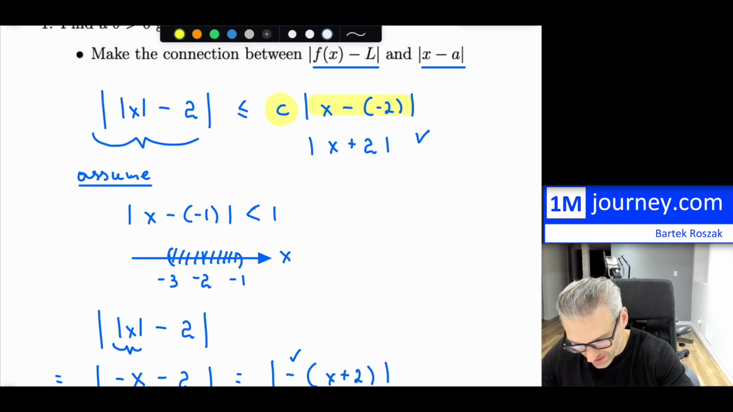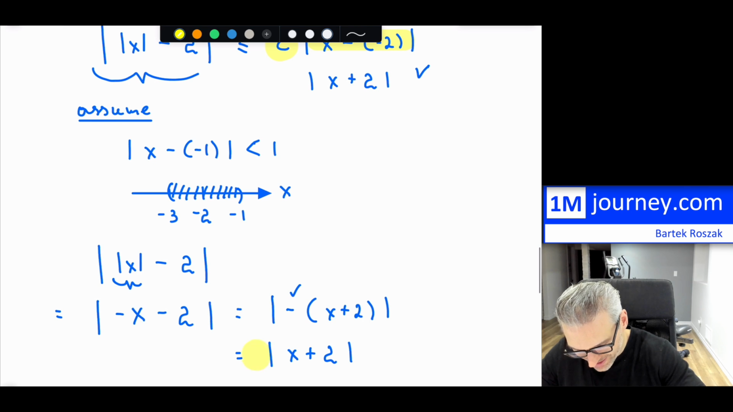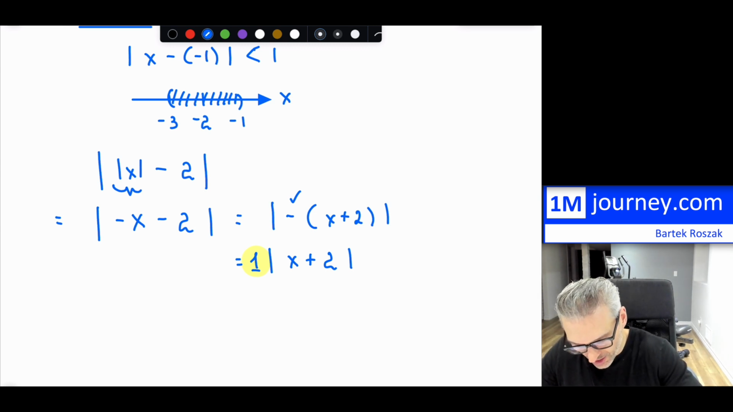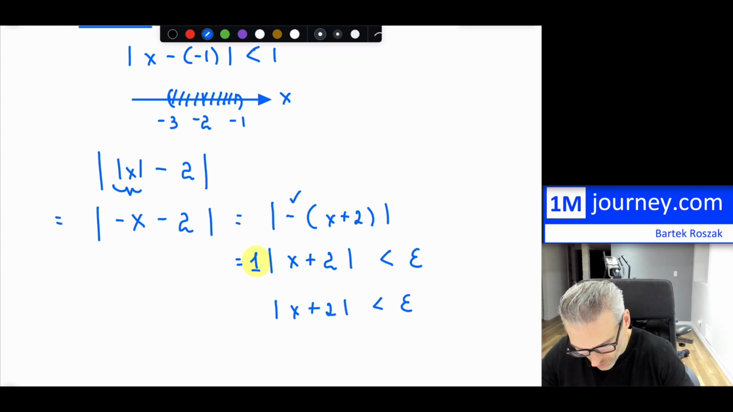Now, our C is 1, so we don't write it. Of course, in math, we don't need to write it, but we have that 1 right there. So in order to finish and get our delta, this is supposed to be less than epsilon, and this simply means that |x plus 2| is going to be less than epsilon divided by 1, or just epsilon, which means that our delta is going to be, and you can certainly pick, the minimum between 1 and just epsilon.